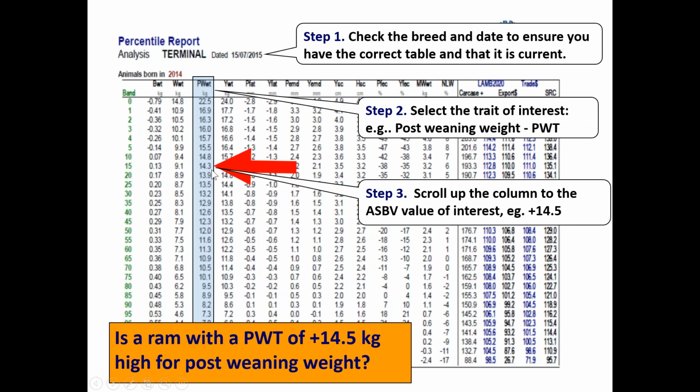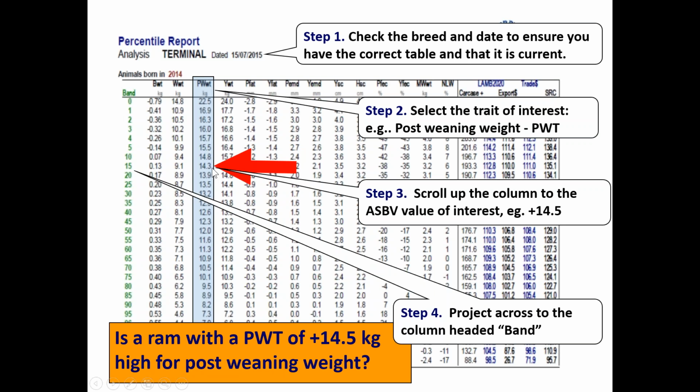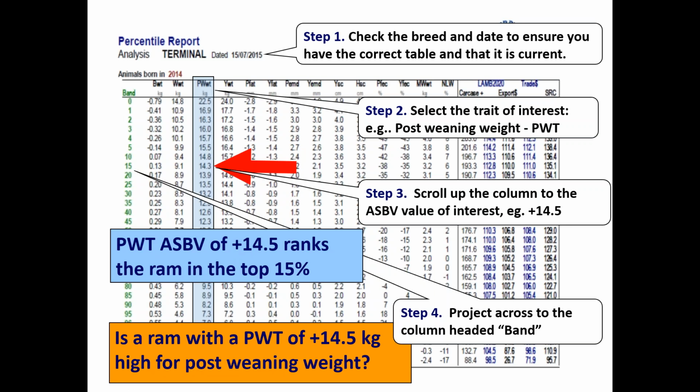So you drop back to the 14.3 and then go across to the percentage band that's on the far left, and it's 15%. So this particular ram is in the top 15% for that particular trait across all the rams in that drop. So now we've got a real understanding of what these funny numbers mean. 14.5, now we've got quite a good feeling for where it falls in the system. If you see that in a catalogue, then you know it's in the top end of the drop.